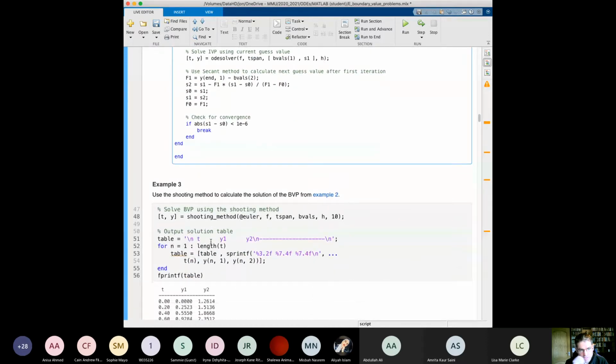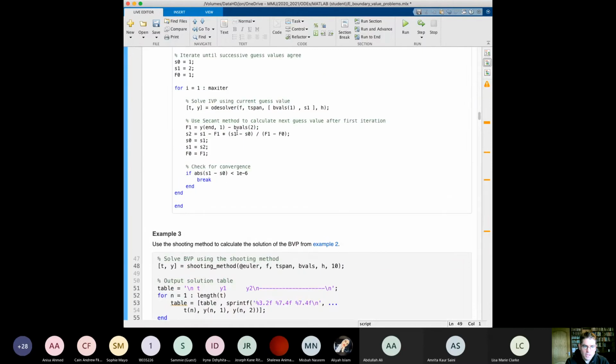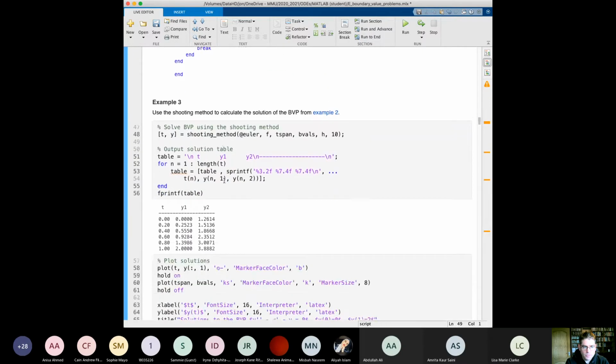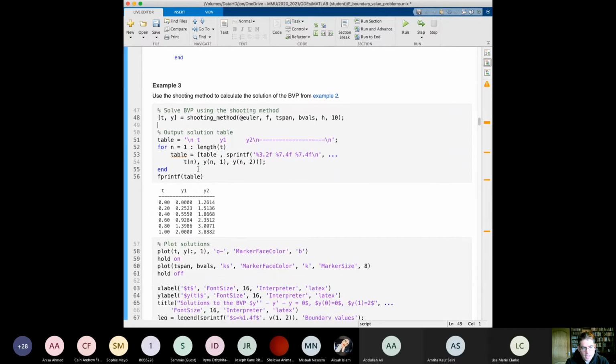Okay, so this is example 3. As you can see here, I'm using the Euler method. If we're having a function as an input to another function, we have to precede that function name with @. That's just a MATLAB thing. So this invokes this function here to solve our boundary value problem using the secant method.